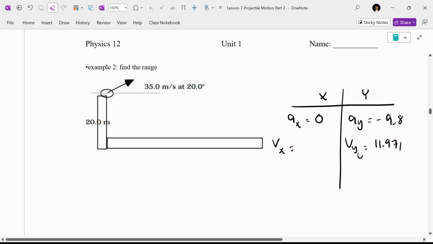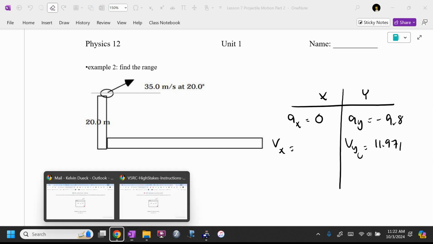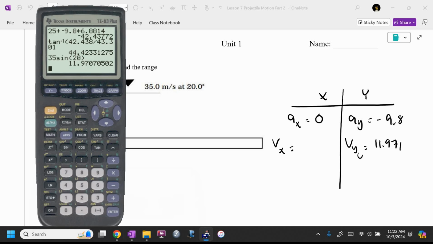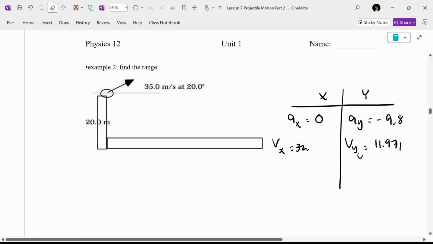All right, if you were able to find Vy initial, which trig function is Vx? Do you know? Of course you do. And in fact, on my calculator, yay, I can just backspace and replace the sine with a cos. And I get 32.889.